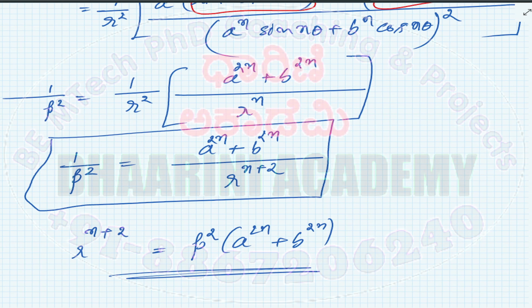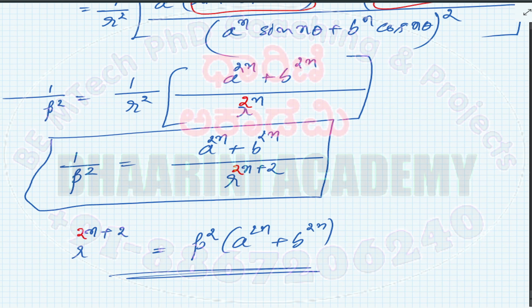There's a small mistake in my calculation, so please see this. I'm making a correction. This is a square, so I have to write this as 2n, not simply n. Please make a correction. So this becomes 2n plus 2. Sorry for the mistake. Please correct.